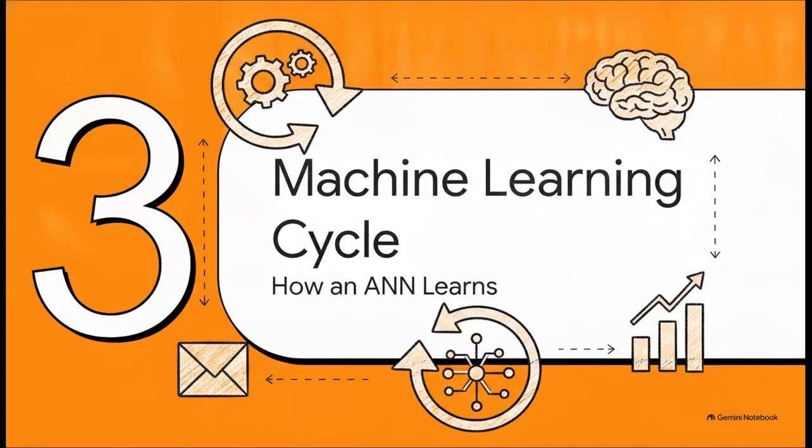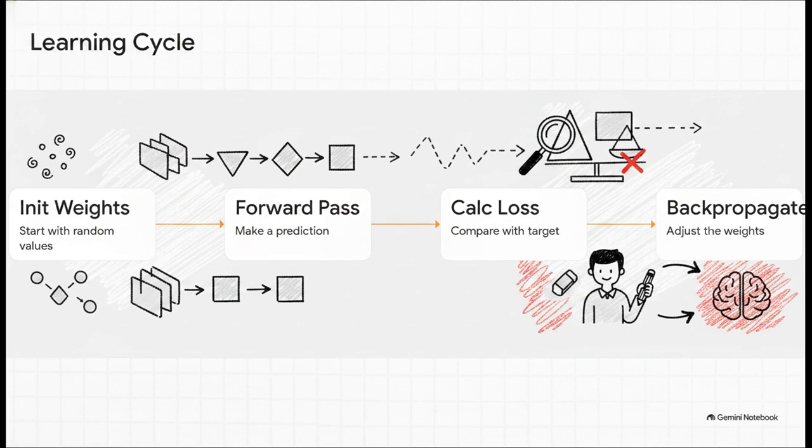Which brings us to Section 3, the machine learning cycle. This is where the whole thing comes to life, though. As we've seen, it's still just math. We start by initializing those weights with small random numbers. Then we push our data from left to right through the network in a process called forward propagation to actually make a prediction. Next, we use a loss function to calculate the error, basically comparing the network's prediction to the actual true answer. Finally, we do backpropagation.